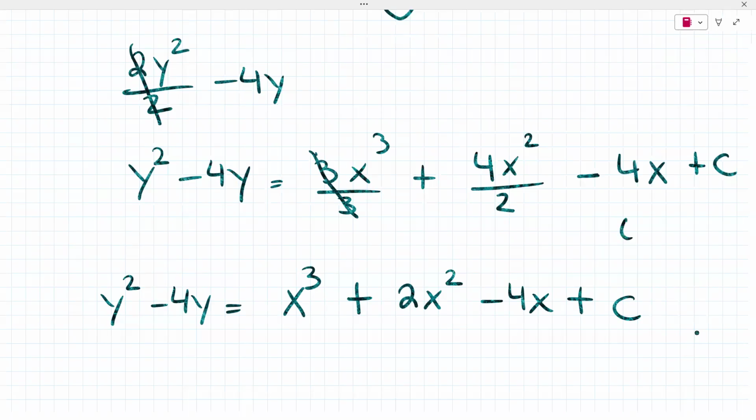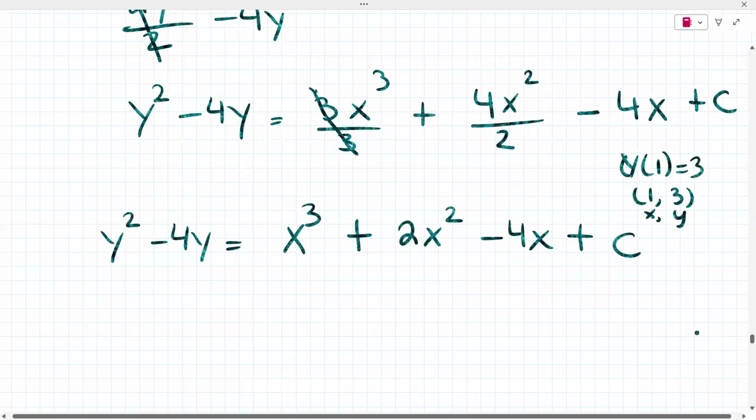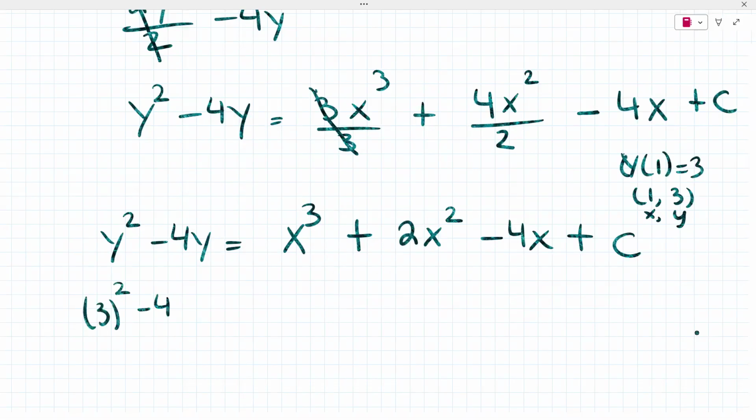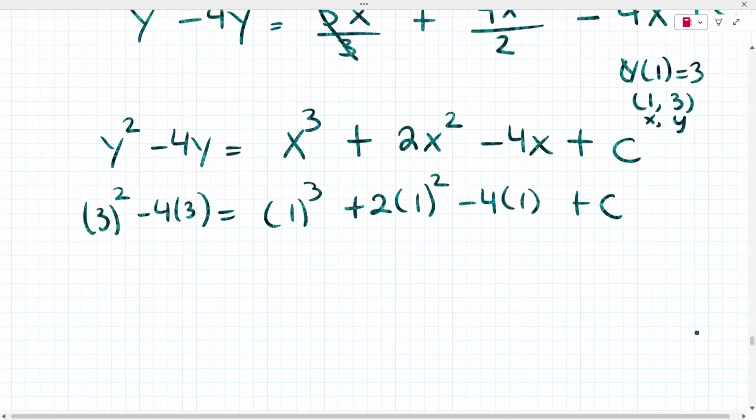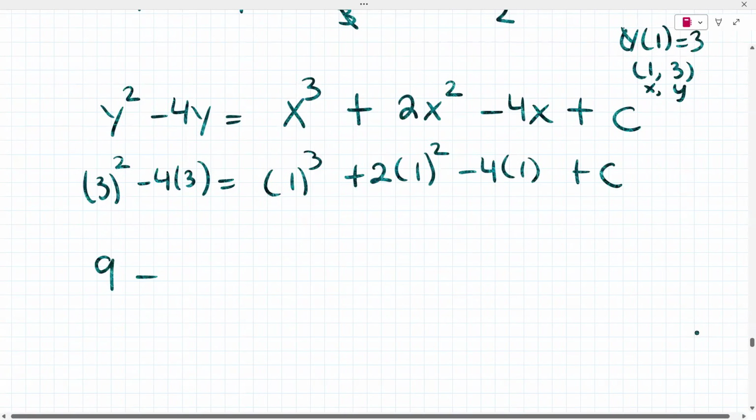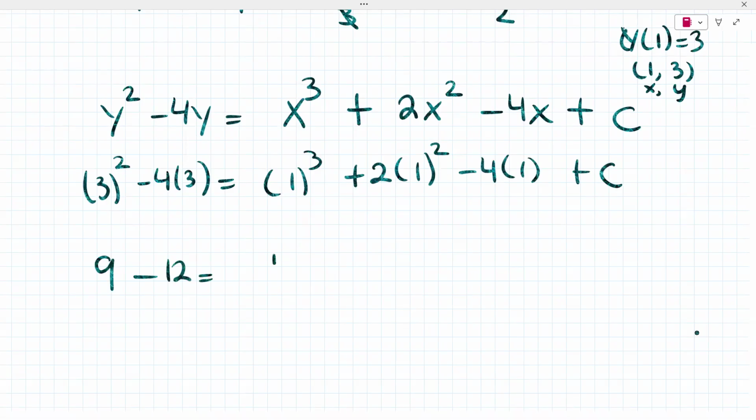You give us an initial condition of y(1) equals 3, or an x coordinate of 1 and a y coordinate of 3. Go ahead and plug that back in here. So my y is 3, so it's going to be 3 squared minus 4 times 3 equals 1 cubed plus 2 times 1 squared minus 4 times 1. See? 3 squared is 9 minus 12, and then 1 cubed is 1 plus 1 squared is 1 times 2, that's 2, negative 4 plus c.